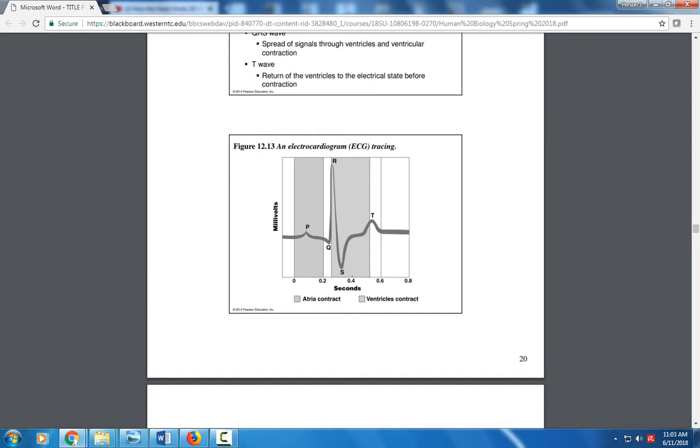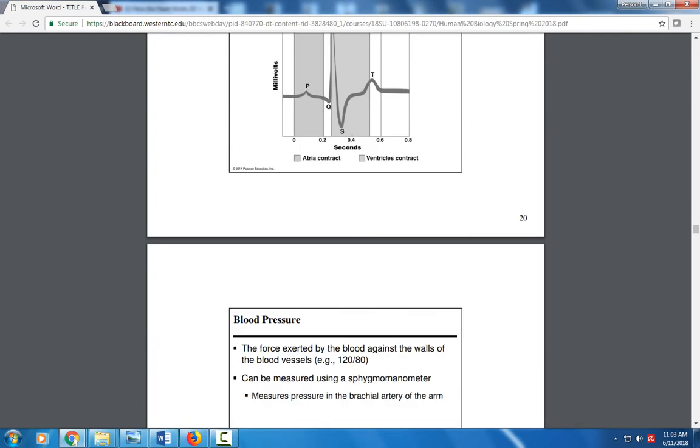This is called an electrocardiogram, and there's a picture of this with a little more information on page 99 of your textbook. So this concludes part 2 of your cardiac unit, and we'll continue in the next video talking about blood pressure.